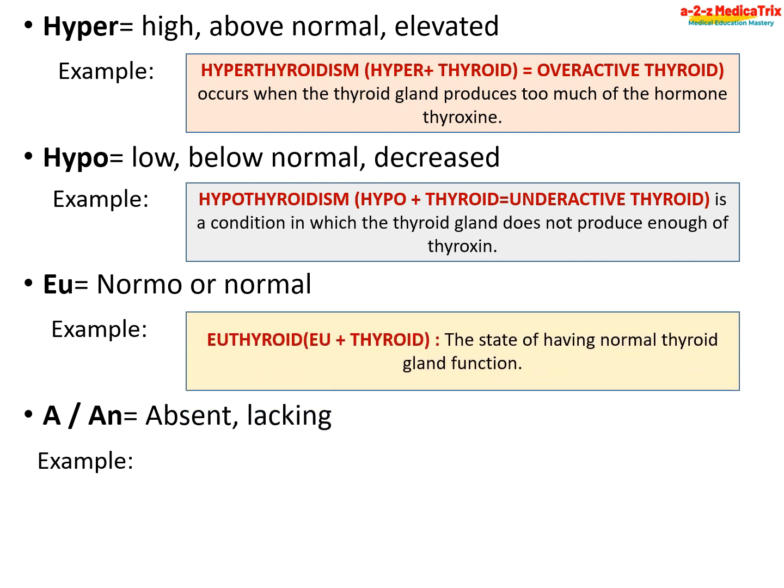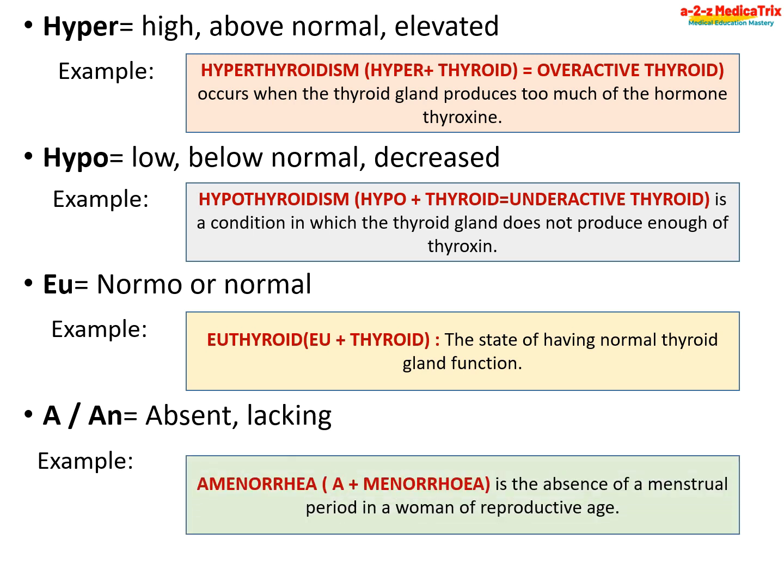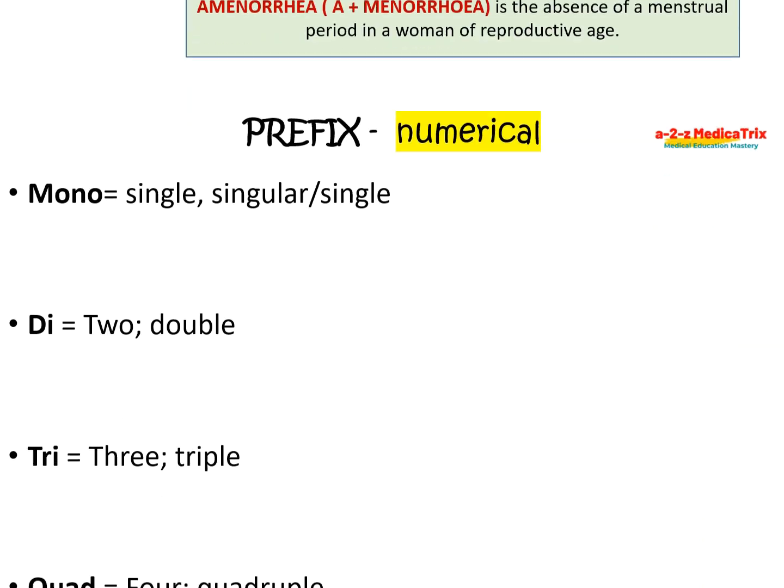Then eu means normal, or normo. Example, euthyroid. In this, normal thyroid gland function will be there and the levels will be normal. Next, the prefix a or an, which means absent or lacking. Amenorrhea is the absence of menstrual periods in a woman of reproductive age. Amenorrhea can be physiological or pathological. I have just given an example to say there is an absence of menses.